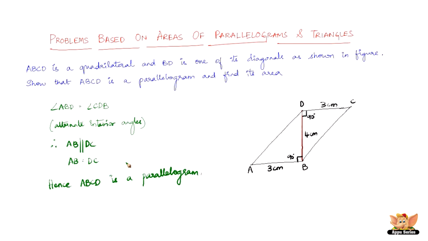Now, let us find the area of the parallelogram. The area of ABCD would be, as we already read, base into the corresponding altitude. Base would be AB and corresponding altitude would be BD. So that is nothing but 3 into 4 square centimeters, which is 12 square centimeters.